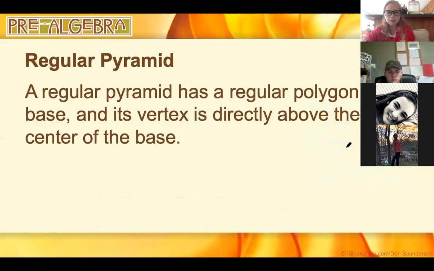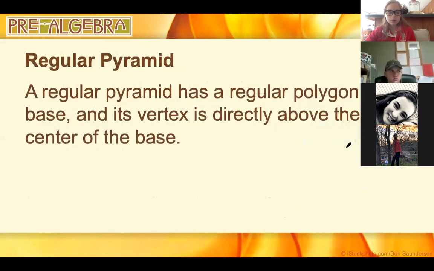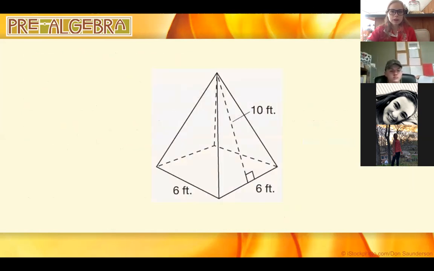So keep those separate. All right, a regular pyramid is going to have a polygon at the base, and the vertex is above it, so this would be called a regular pyramid. All right, here we go. Notice what kind of base do I have? Oh, I've got a square base. It's still called a pyramid.